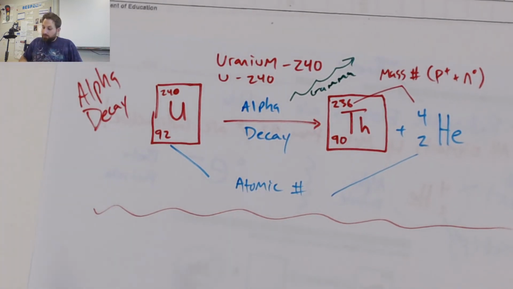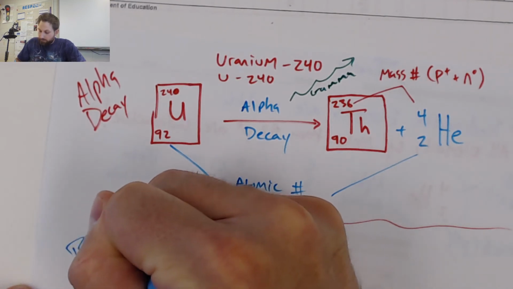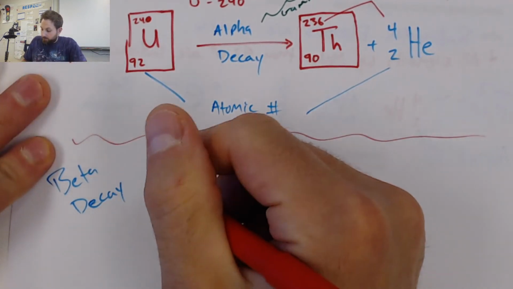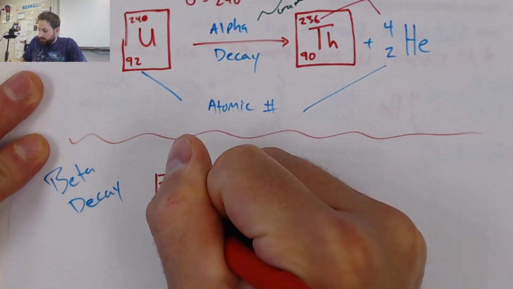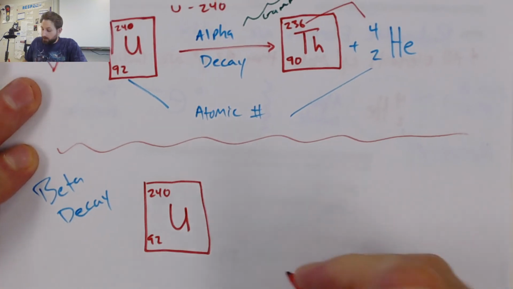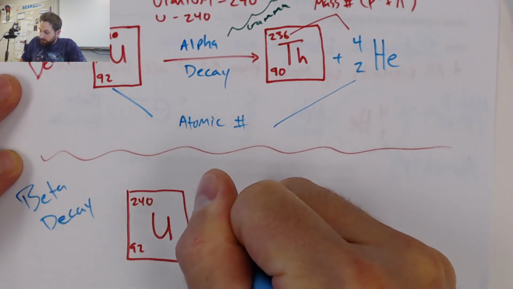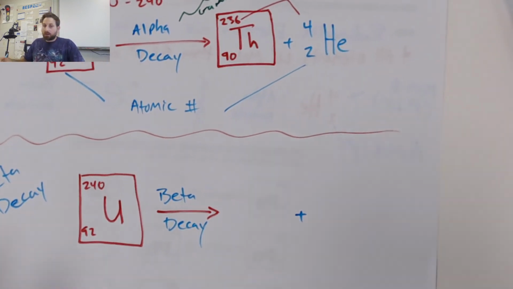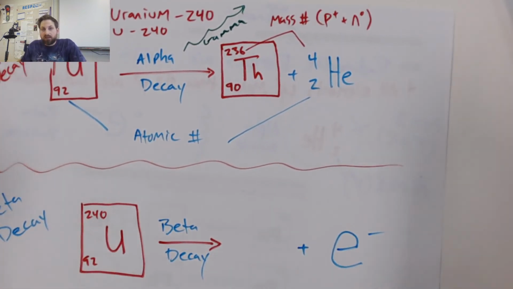The other type of decay I want to focus on is beta decay. And we'll keep the same element. All right, so we'll stick with uranium-240. So we got 240, 92. This is uranium. And we're going to look at beta decay. All right, so when beta decay happens, a beta particle is produced. A beta particle is an electron, but that electron comes from somewhere.